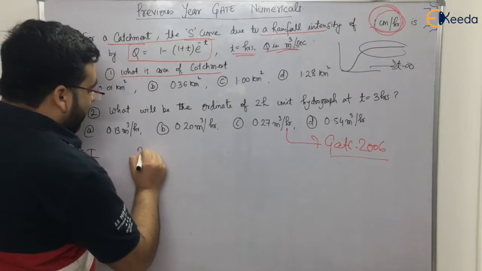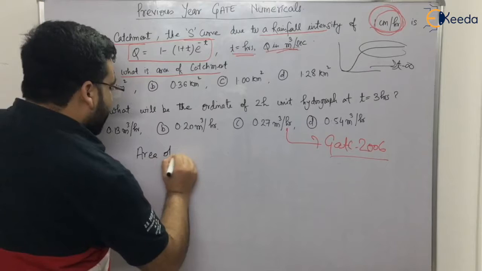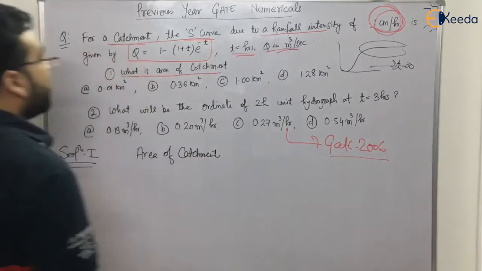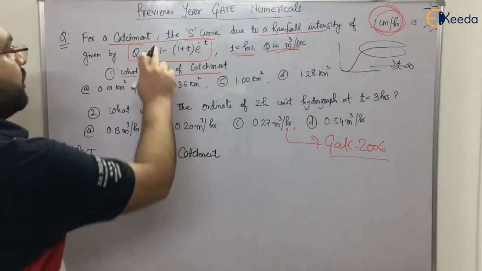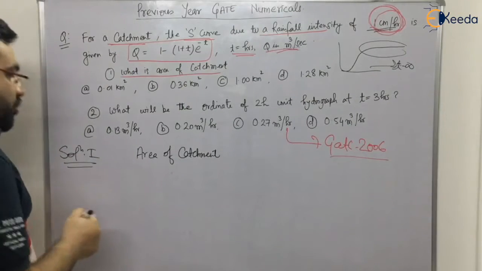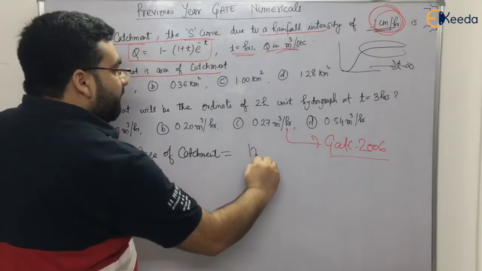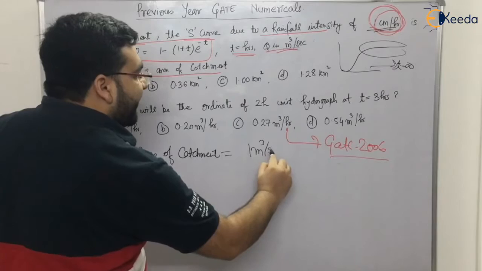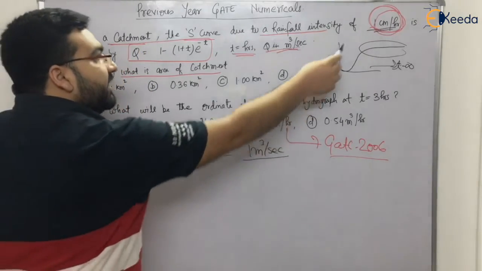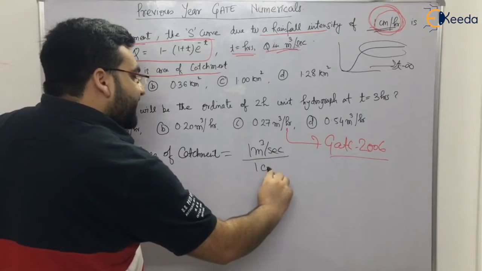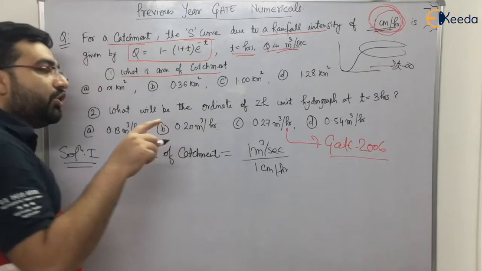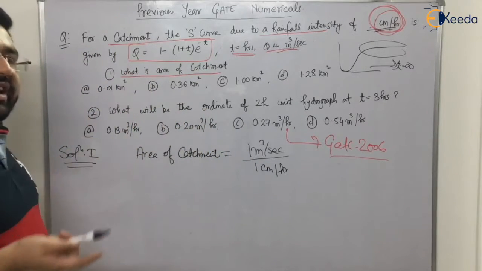Now, area of catchment. Clear? Right? So, the rainfall intensity is given as 1 centimeter per hour. So, the volume was 1 meter cube per second. Now, even if you don't know the formula, if you divide this by the centimeters per hour, whatever the units you get, it will be a unit of area. So that is how you can determine the area of catchment.